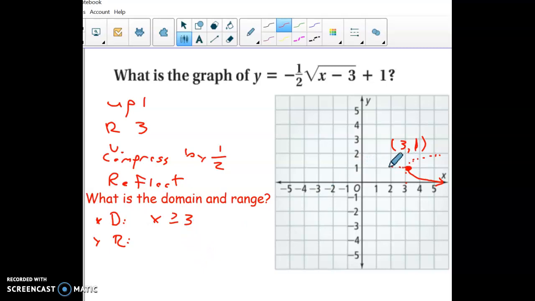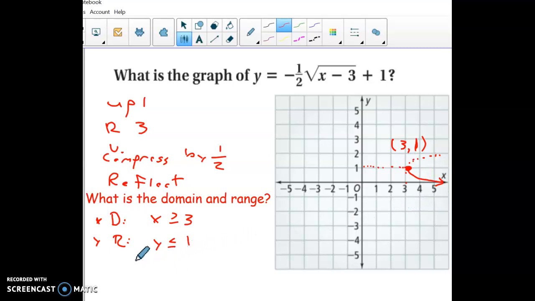Similarly for y, we start at 1, right? But then we go down. So we go down to 0, and even though it doesn't show it on here, it'd go down to -1, -2, -3, etc. So we say y is less than or equal to 1 because we start at 1 and then go down.